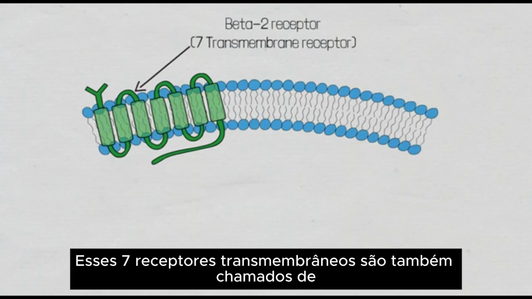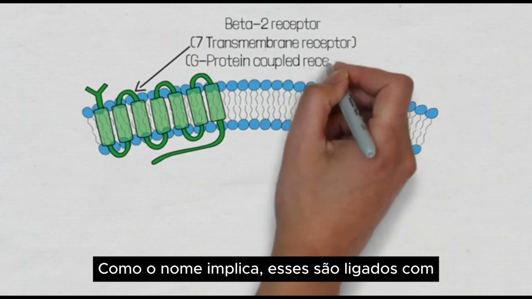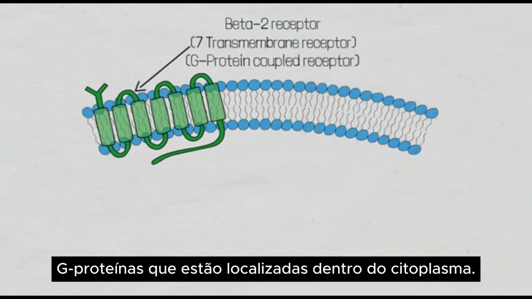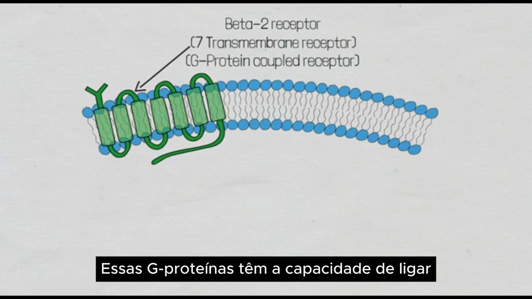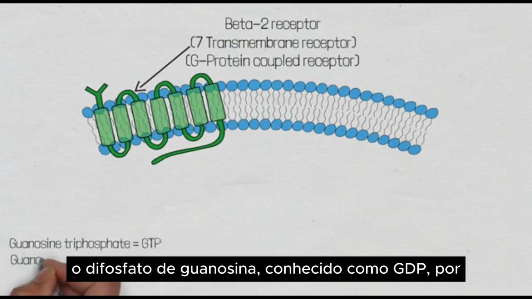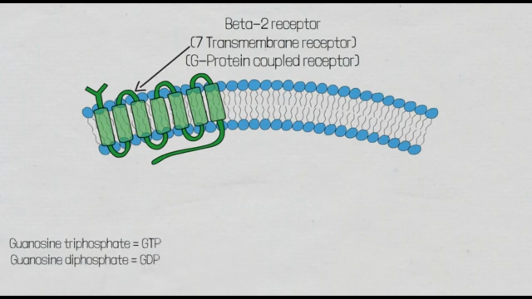These 7 transmembrane receptors are also known as G-protein coupled receptors. As the name implies, these are coupled with G proteins that are located within the cytoplasm. These G proteins have the ability to bind guanosine triphosphate, known as GTP, and guanosine diphosphate, known as GDP, which is why they are given the name G proteins.